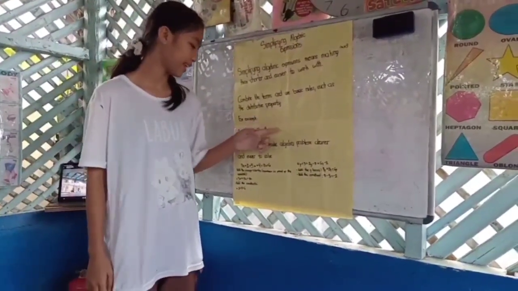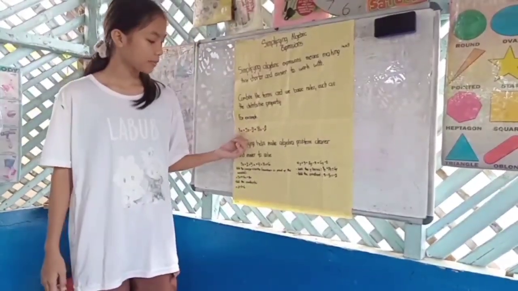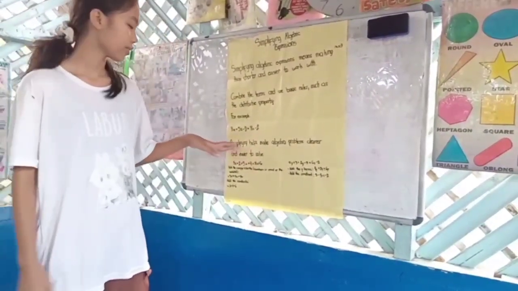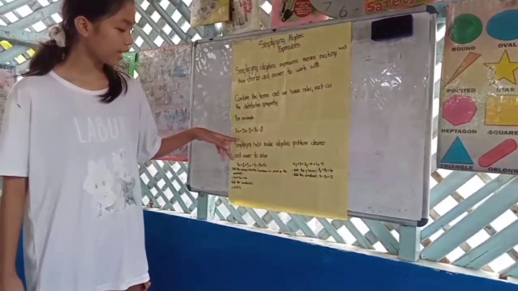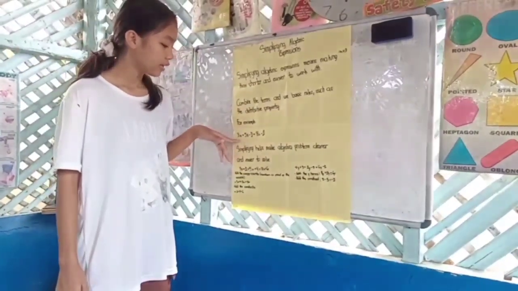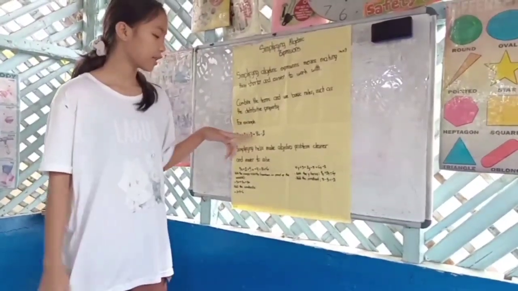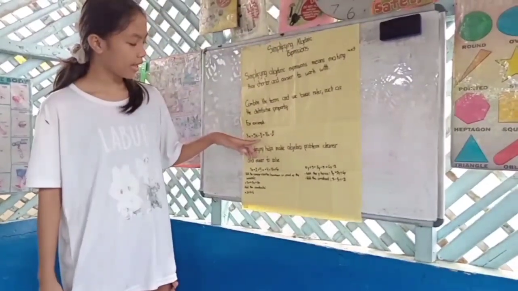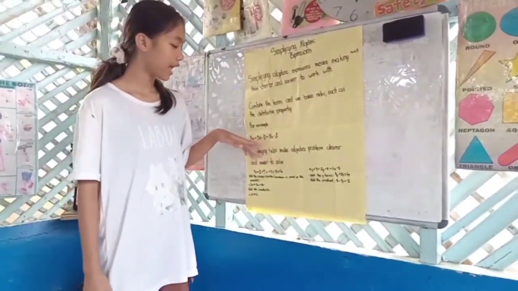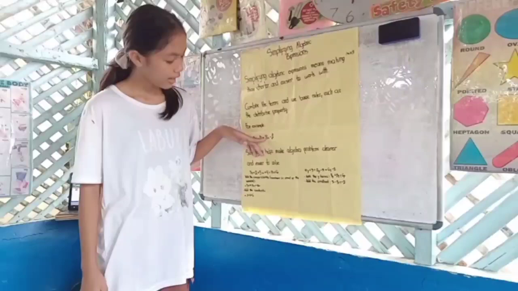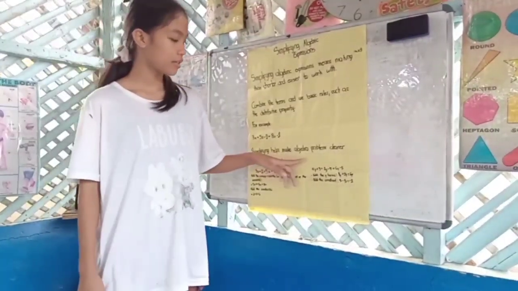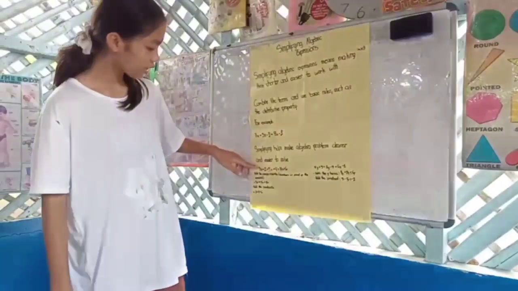distributive property. For example, 3x plus 5x minus 2. We're going to solve that. 3x plus 5x, so 3 plus 5 equals 8. That's why we have 8x. And copy the minus 2. Then the final answer is 8x minus 2. Simplifying makes algebra problems clearer and easier to solve.